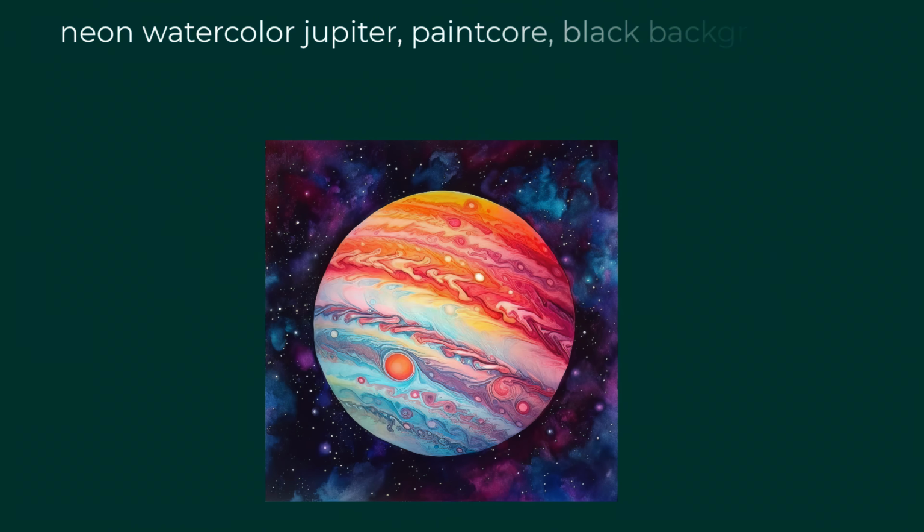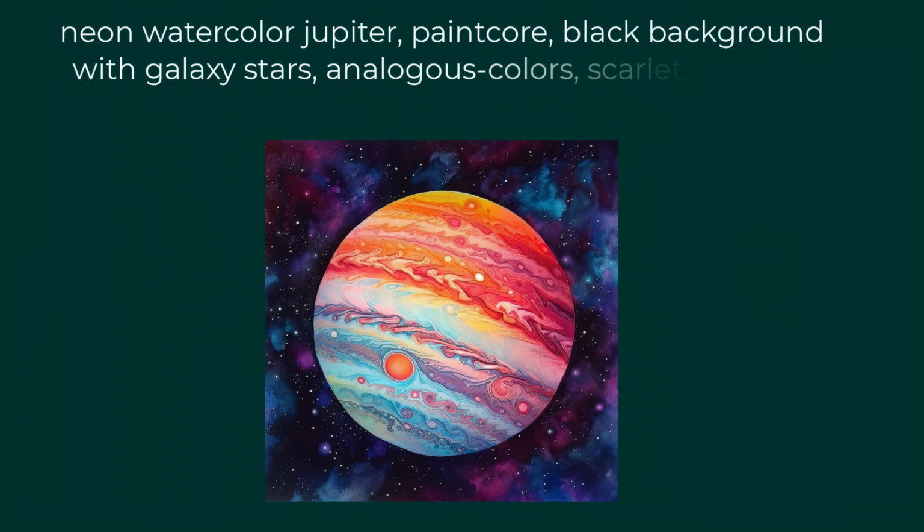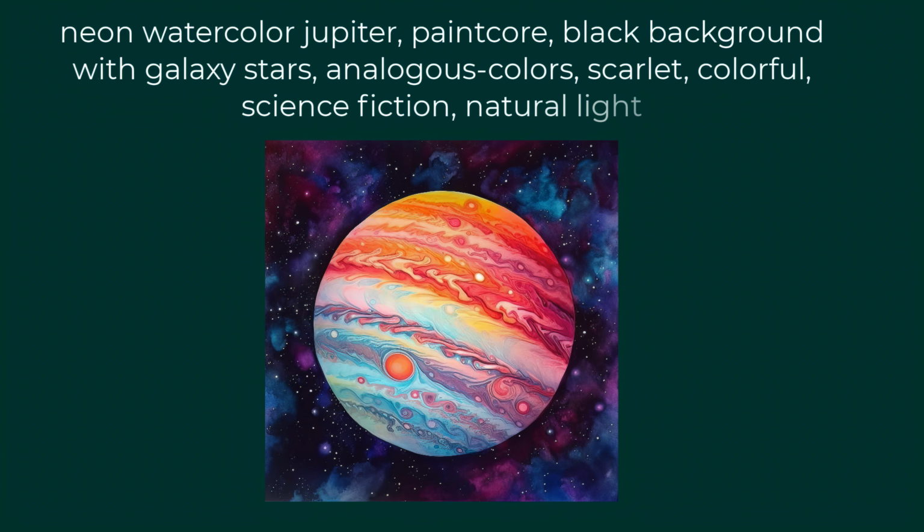The newly enhanced and longer prompt is Neon Watercolor Jupiter, Paint Core, black background with galaxy stars, analogous colors, scarlet, colorful, science fiction, natural light. If you want something overdone, use the word core in it. In this example, I have used Paint Core, analogous colors, which means the colors are very similar. Then I added scarlet, which gives Jupiter a reddish hue. Plus, I have added colorful, so there are other colors, but the reddish and pinkish hues would be more dominant.